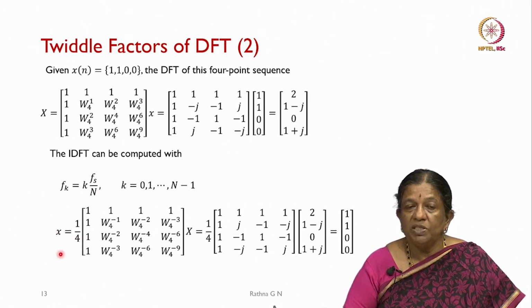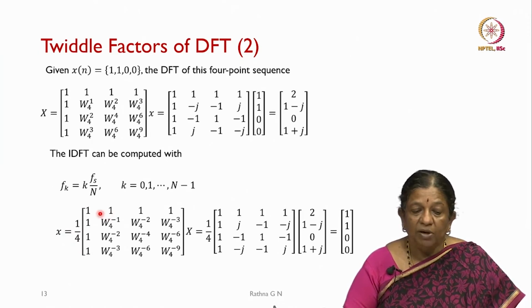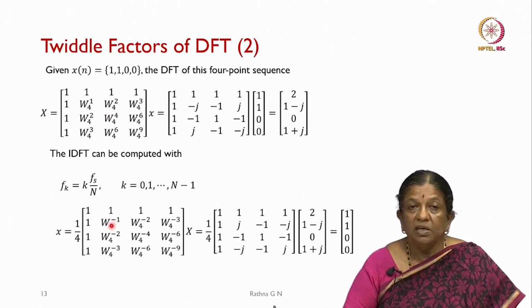So, then what happens to our x, which is nothing but 1 by 4, that is 1 by n in this case. So, we will substitute, our matrix is going to be just our DFT matrix, but you will be seeing that the twiddle factors are negative in this case. So, we will be substituting all these values.